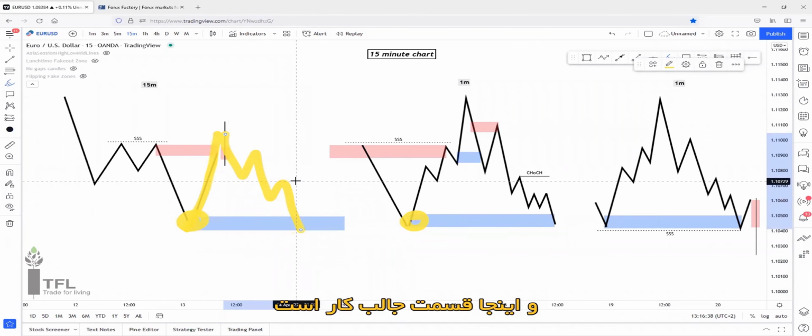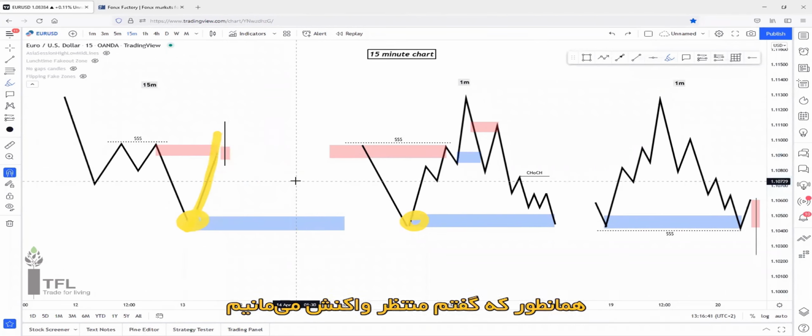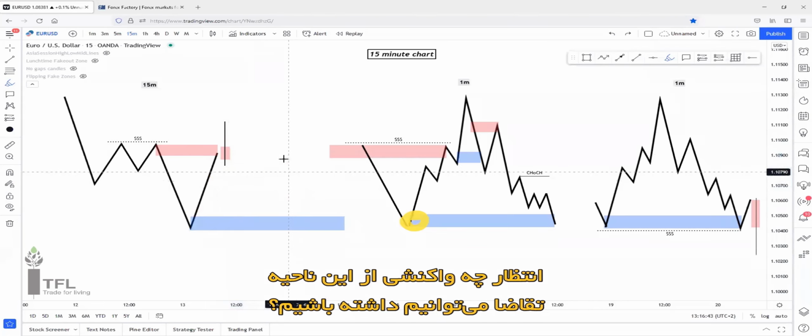And here comes the interesting part. What can we do on this demand zone? As I said, we need a reaction, right? What reaction can we expect on this demand zone?